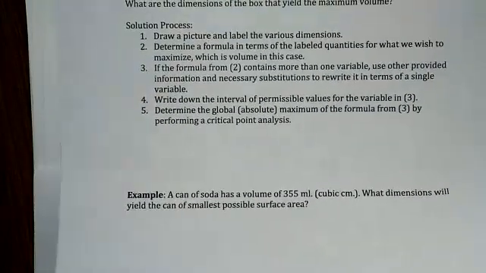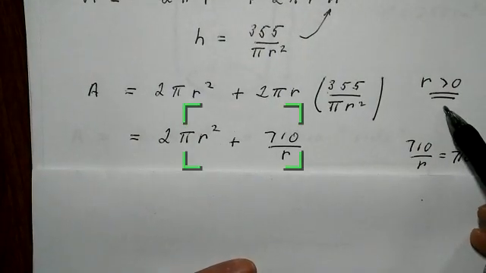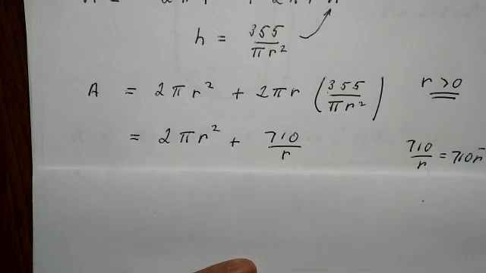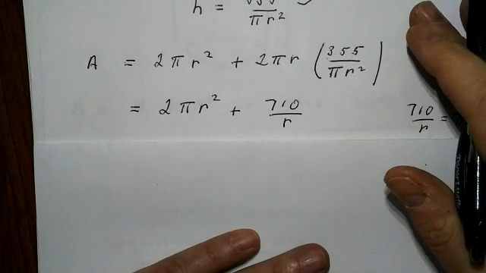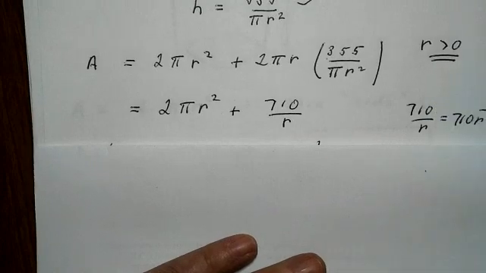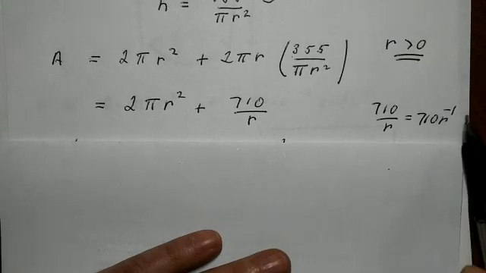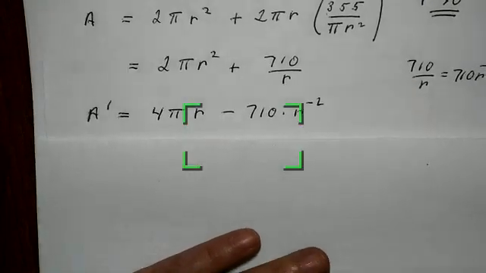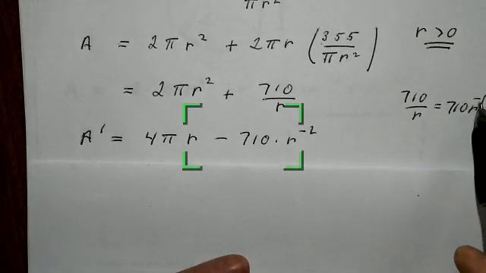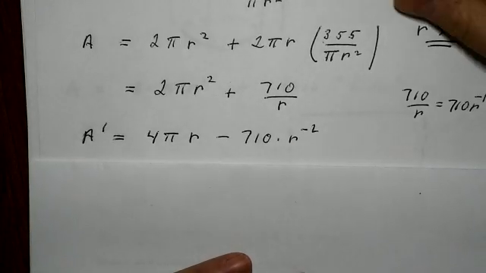So we've completed steps 1 through 3, and we should note that r has to be strictly greater than 0. It can be as large as it wants to be, but intuitively, the larger the r, the smaller the h. So let's compute the derivative. First, we simplified and we got 710 over r, and we're going to be computing the derivative, so let's just remind ourselves that 710 over r is 710 times r to the negative 1. So A prime would be, by the power rule, 4 pi r, and the derivative of this, bring the minus down in front, minus 710 times r to the negative 2.